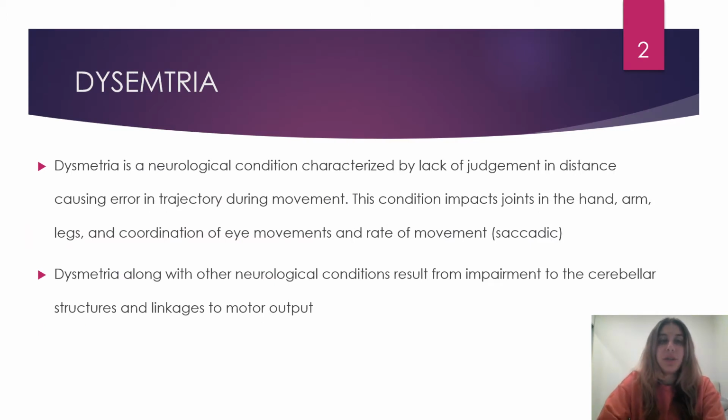So dysmetria is a neurological condition which is characterized by a lack of judgment in distance, which causes error in trajectory during movement. This condition impacts joints in the upper and lower extremity and also impacts eye movement, which is called saccadic dysmetria. Dysmetria, along with other neurological conditions, results from impairment to the cerebellar structures and also linkages to motor output.